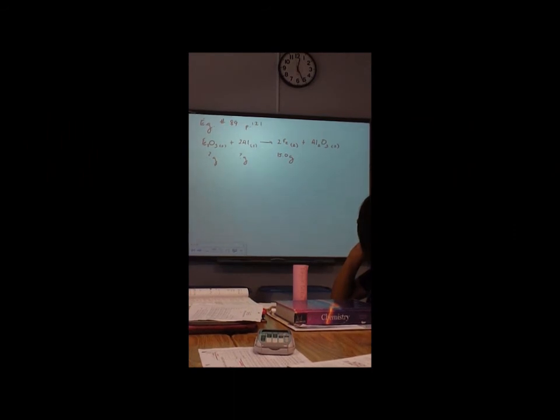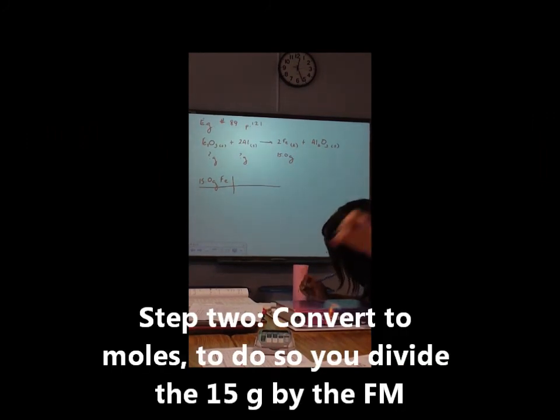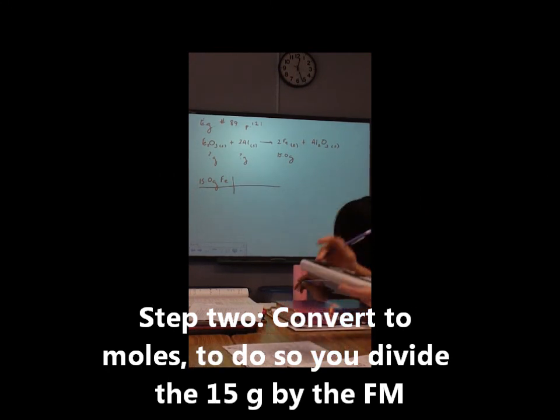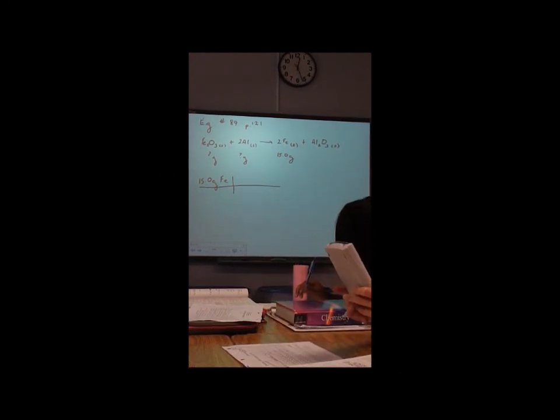I'm always going to start with the given measurement, or given, you might be given more than one, but this is what I'm given, 15 grams of iron. And if I can't do anything else with that, I'm going to at least manipulate it in some fashion. And what can you do with grams of anything? Change it to moles. Convert it to moles. So 1 mole of iron has a mass of what? 55.85.